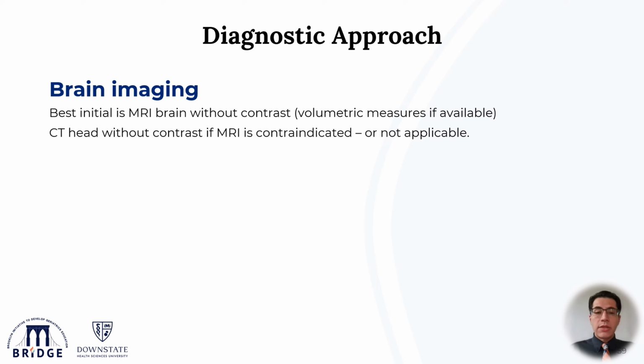Brain imaging. So the best initial is an MRI without contrast of the brain with volumetric measures if they are available at the screening center, or the MRI machine can do it. A CT head without contrast if the MRI is contraindicated or the MRI is not applicable.